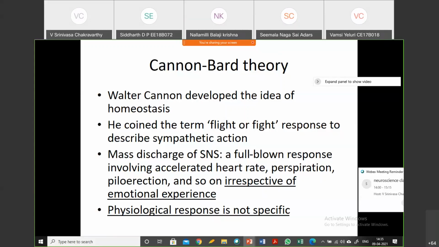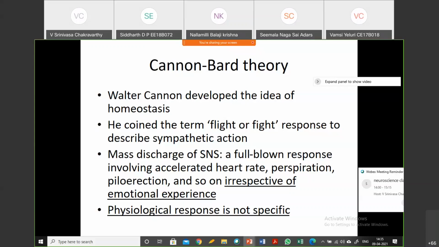So that is homeostasis, and so Walter Cannon borrowed the idea from Claude Bernard and developed it further. And he also coined the term fight or flight. So this is just a nice expression that captures our autonomic responses, especially the sympathetic action.